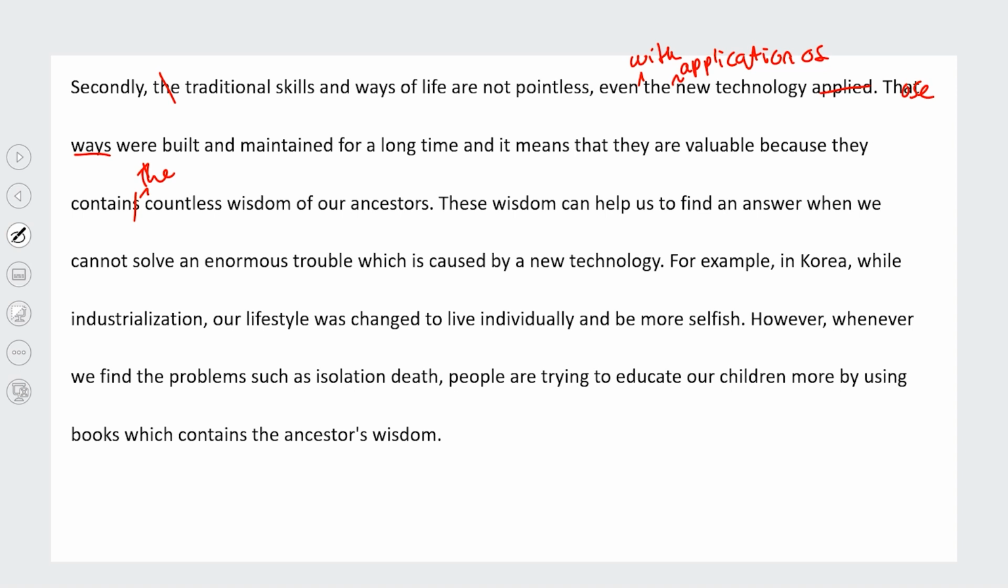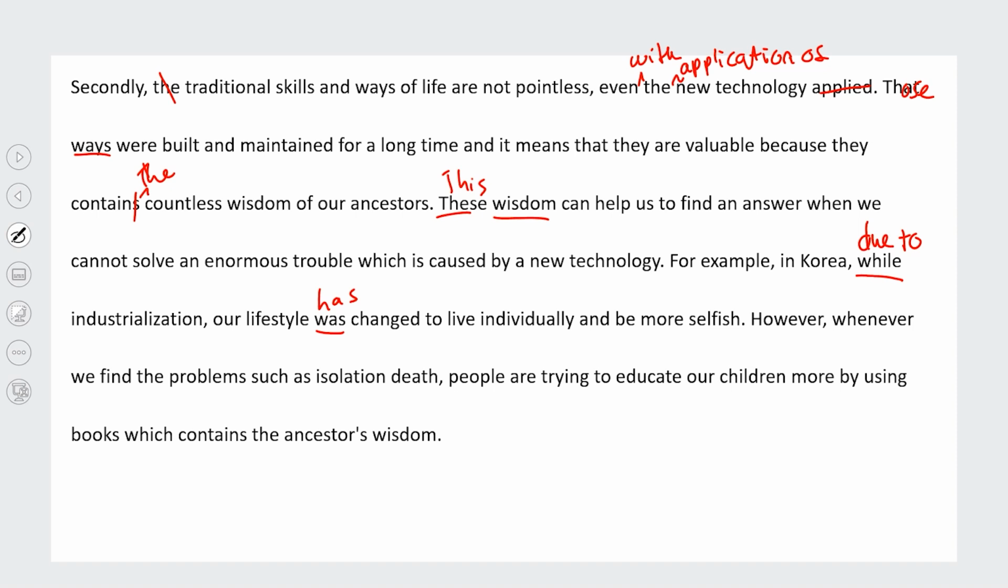These wisdom, can you spot that? This wisdom can help us to find an answer when we cannot solve an enormous trouble which is caused by a new technology. For example, in Korea, while industrialization, or due to industrialization, our lifestyle has changed to live individually.